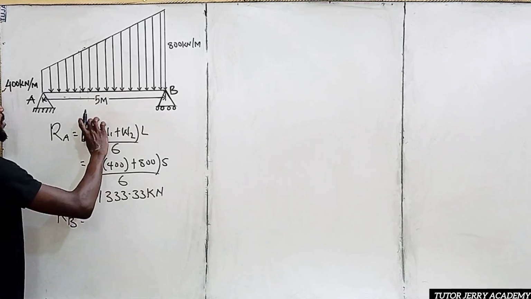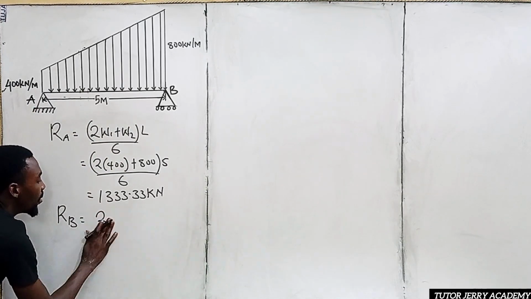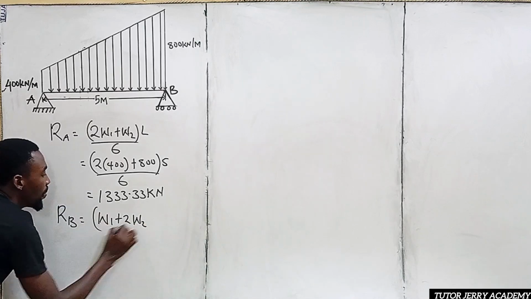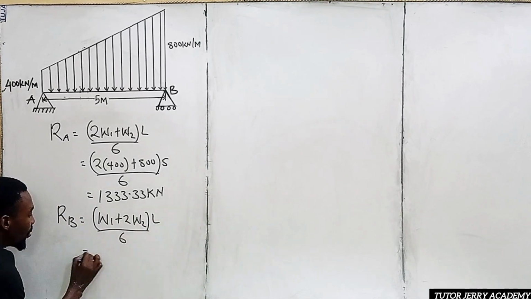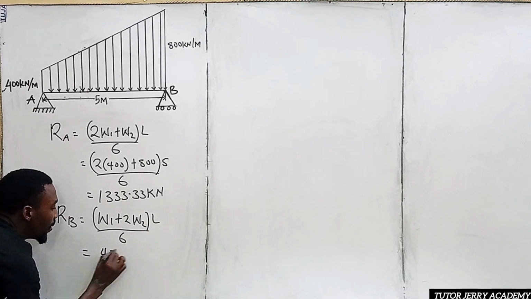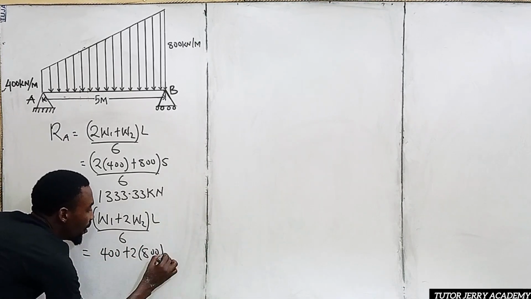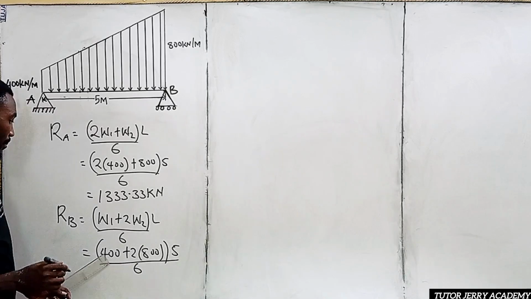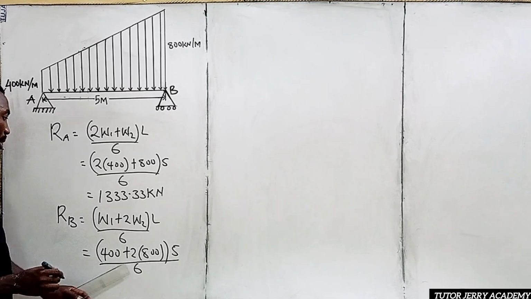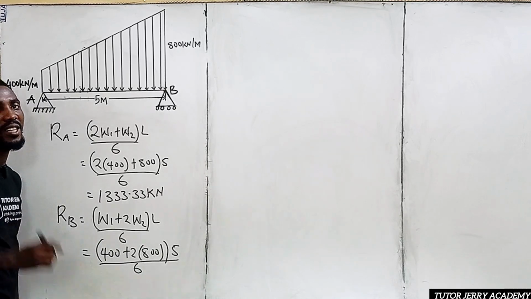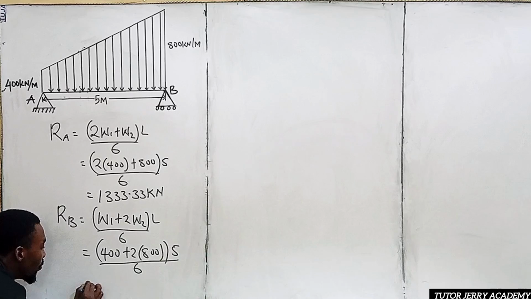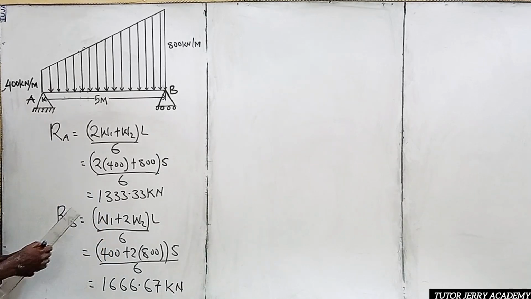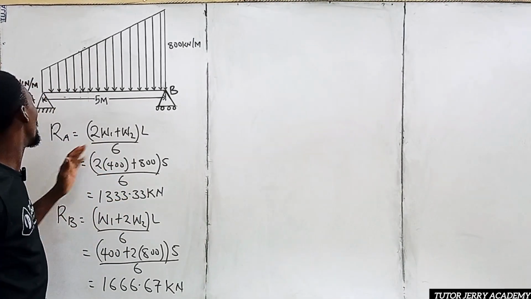The reaction at support B, to recall it easily, is obtained by just swapping the two over. So we have (W1 plus 2W2) multiplied by L, all over 6. That equals 400 plus 2 into 800, close the bracket, multiply by 5, everything divided by 6. 400 plus 2 into 800 is 2,000, multiplied by 5 divided by 6 is 1,666.67 kilonewton.